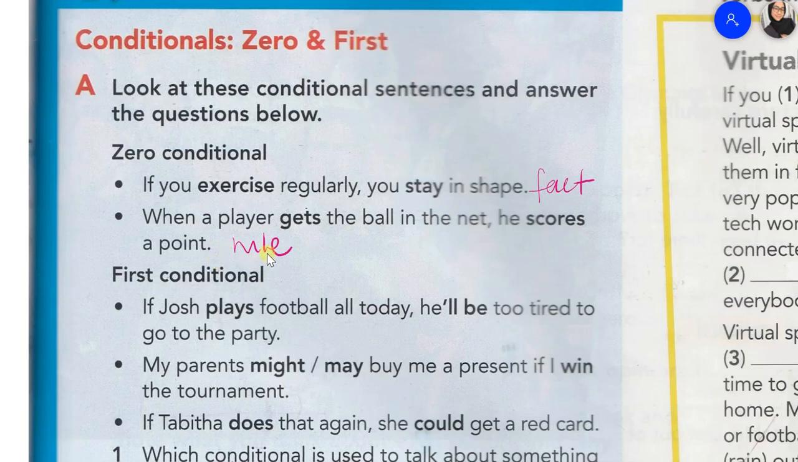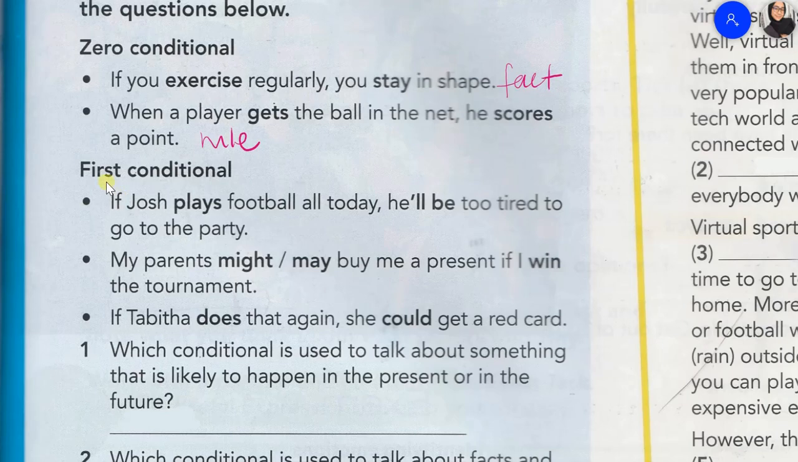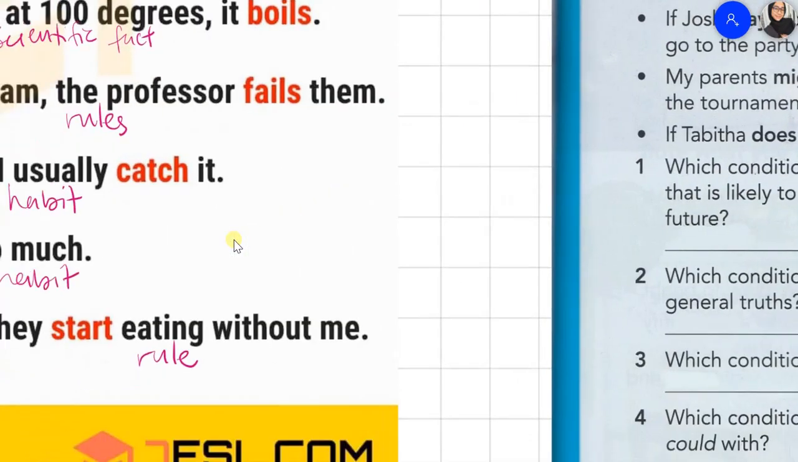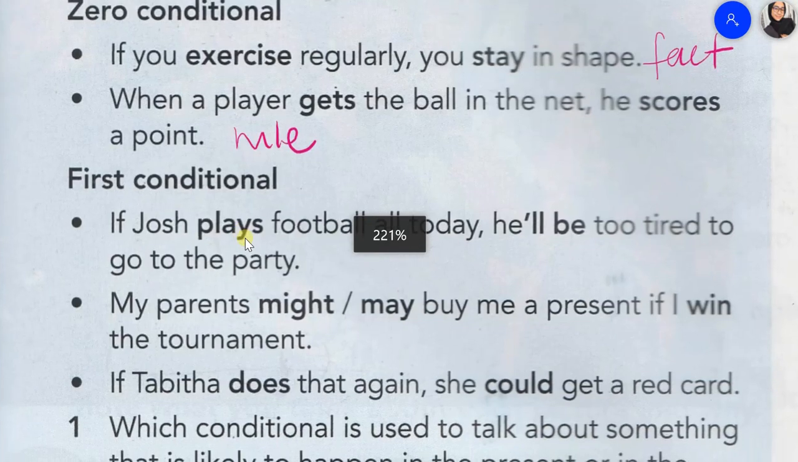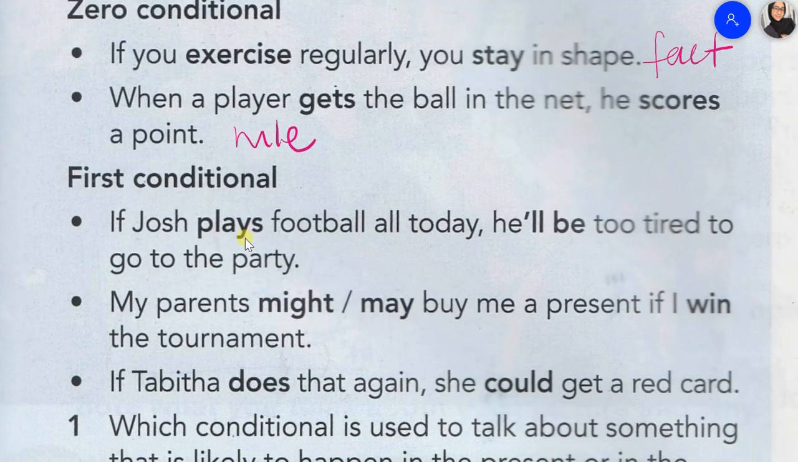Right. The next sentences, they are the first conditional sentences. The first one is, if Josh plays football all day, he will be too tired to go to the party. So this one falls under which category? Is it a prediction, superstition, offer, plans, promises, suggestion, warnings? I think that's a warning. The first sentence, I think it is a warning.